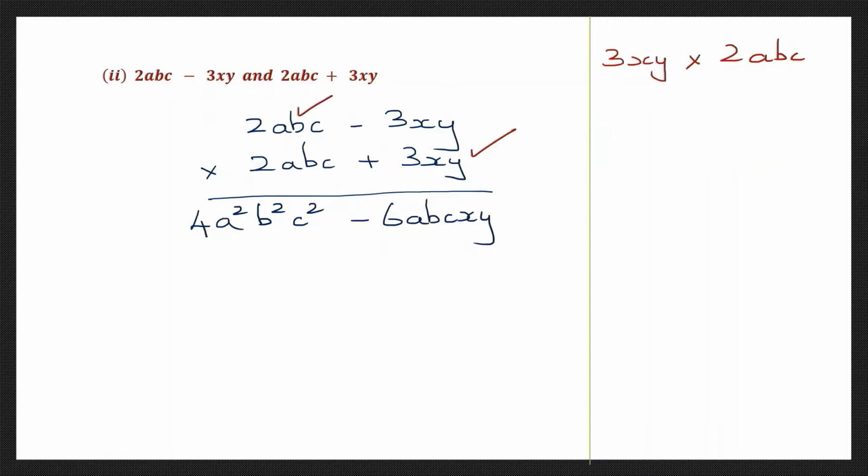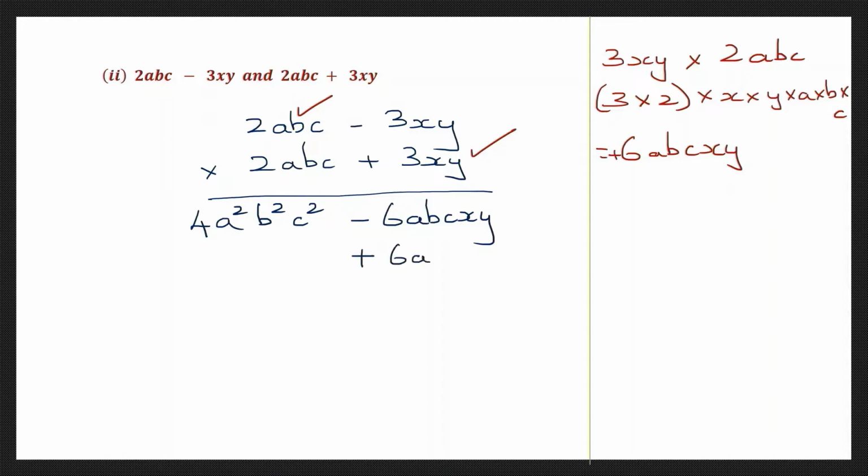Now let's multiply 3xy into 2abc. So that is 3 into 2. Again, we have only singles here: x into y into a into b into c. So what does that become? 3 2s are 6. Again, we can write in order a, b, c, x, y. So that is plus 6abcxy. Let's write it down below this. Plus 6abcxy.